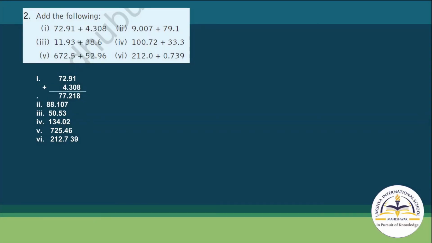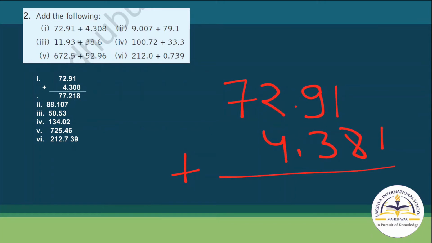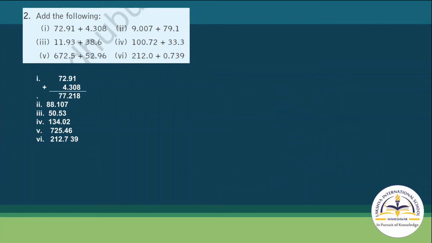Now question number 2, add the following. Okay, so the first question is 72.91 plus 4.308. So how can you write it? 72.91 plus 4.308. So we have to align the decimal points in the same manner. Okay, in this manner you have to mention the points. And then you have to add the numbers. Now in the same manner you have to solve these questions.